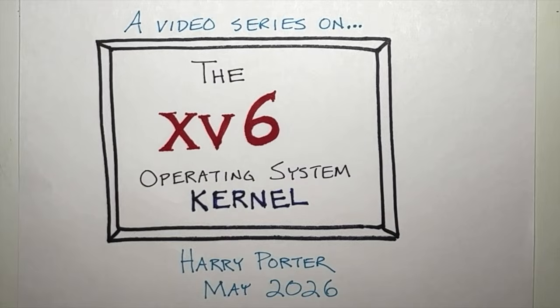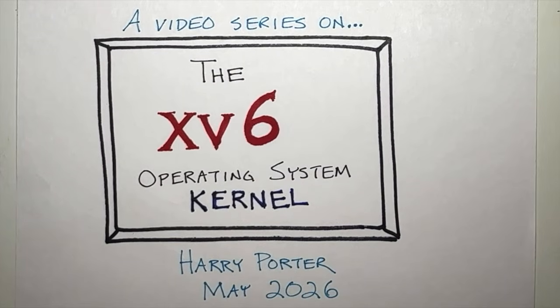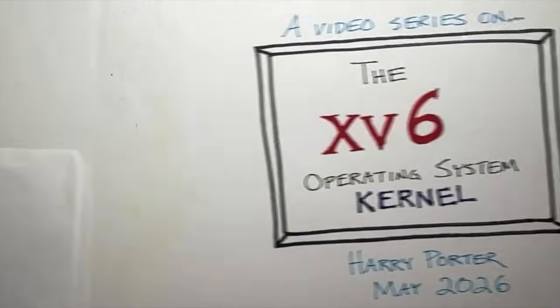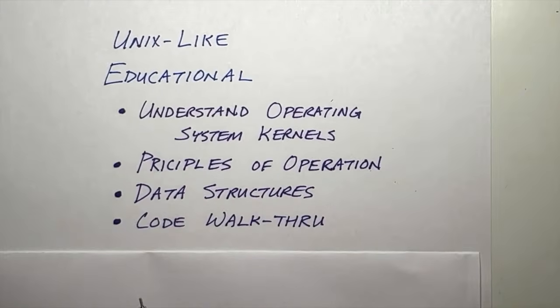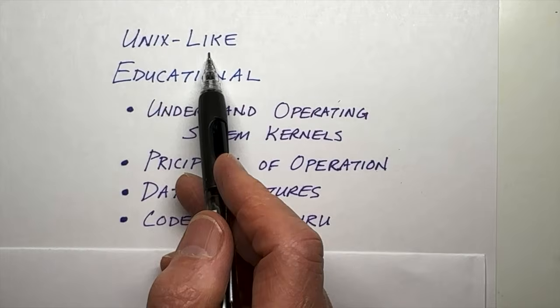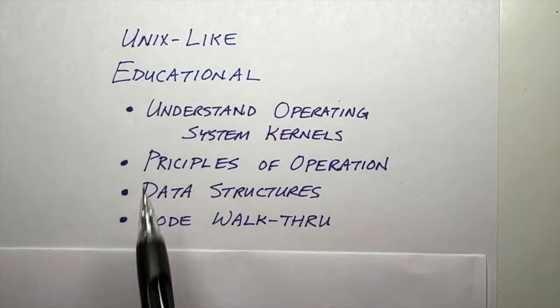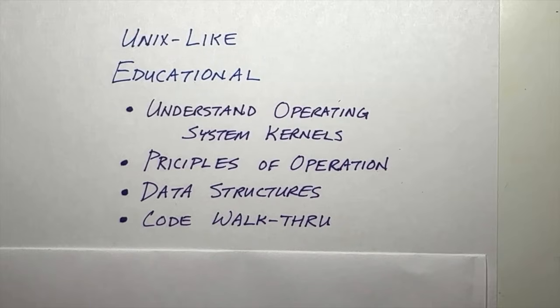Welcome to the first video in a series on the xv6 operating system kernel. xv6 is a very short but very sweet Unix-like operating system that's used for educational purposes. If you want to understand how an operating system kernel works, then this is the video series for you. In this series, I'll walk through the code and explain in detail how a kernel works. You'll get to see the internal design of a real functioning operating system.